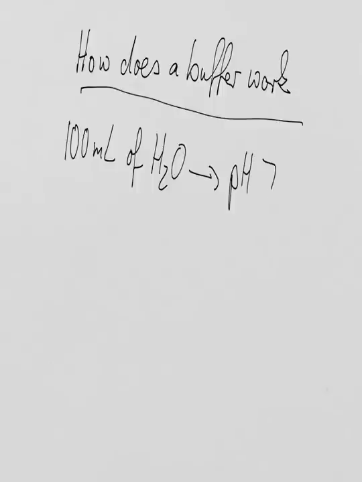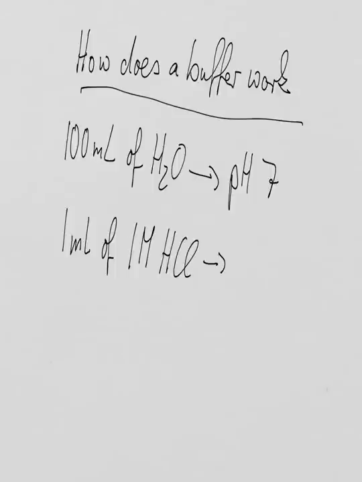So we said, for example, we have 100 milliliters of pure water, and obviously pure water has a pH of 7. And we also take 1 milliliter of 1 molar hydrochloric acid solution. Can somebody quickly calculate the pH of this 1 molar hydrochloric acid solution? I know we've done that last time, but just get the calculator out and let's get working. What is the pH of a 1 molar hydrochloric acid solution? I'll give you a little bit of time. Okay, the first answers are coming in. pH is 0. Excellent, well done.